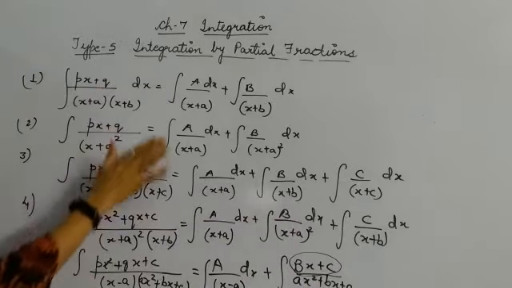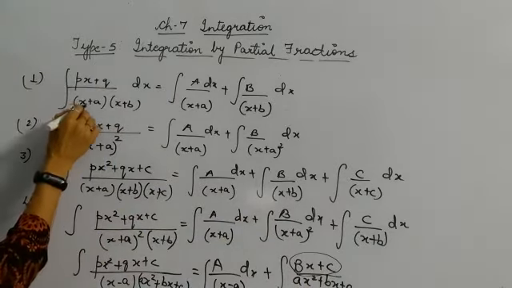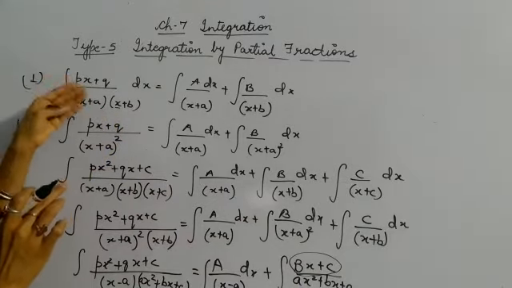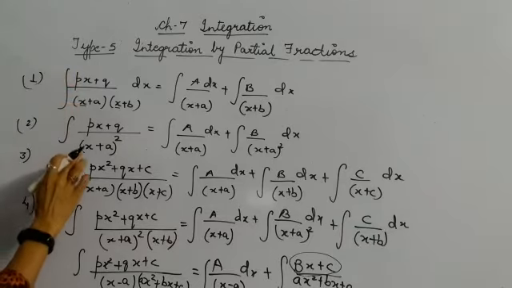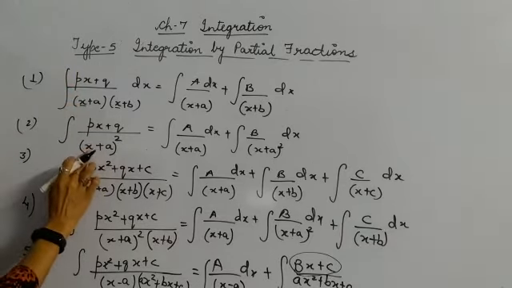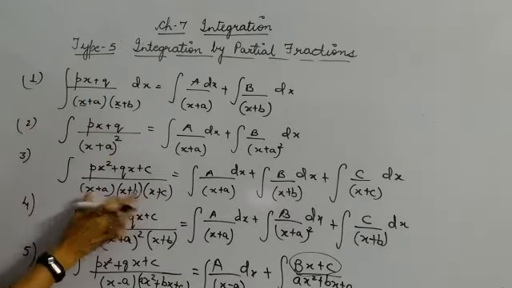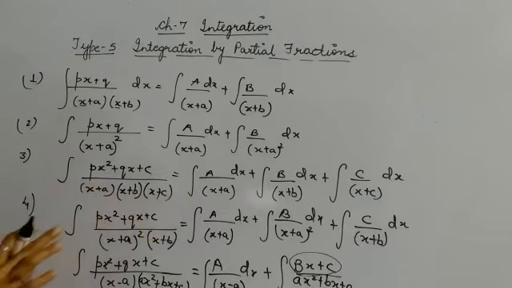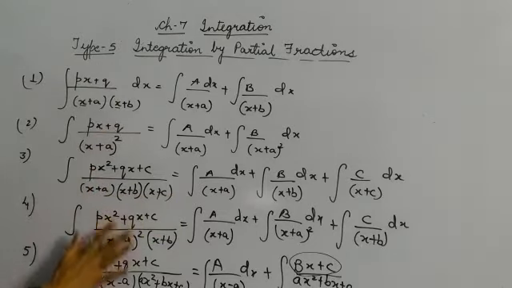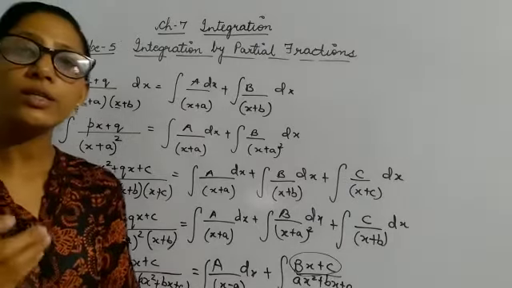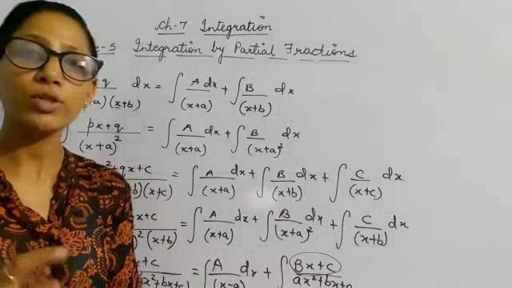Children, here you can see a common pattern: whatever the degree of the variable in the denominator, in the numerator it is one less than the denominator. Here the degree of the polynomial is 2 but here it is 1. Here also it is 2, but here it is 3, since multiplying the three factors gives x raised to power 3. So in all these five types, you will find that the degree of the numerator is always less than the degree of the denominator. But children, if you get the degree of the numerator greater than the denominator, then what do you have to do?